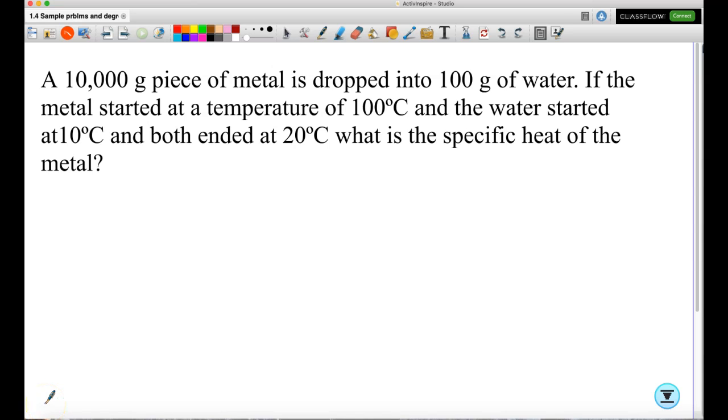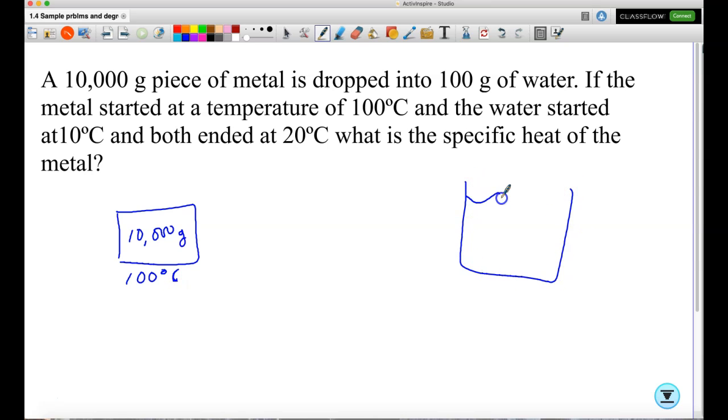So let's look at how we use our heat equation in a problem. I have a piece of metal that's going to be dropped into water. Here's what I have: a piece of metal, 10,000 grams, at 100 degrees Celsius. And then I have a container of water, 100 grams of water, and the water is at 10 degrees Celsius.